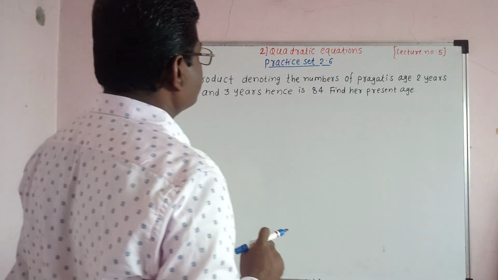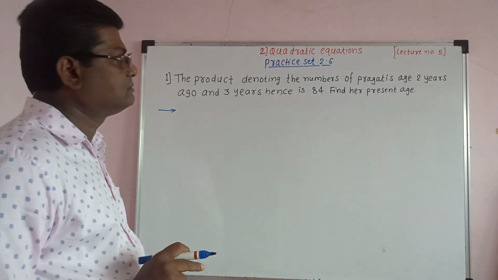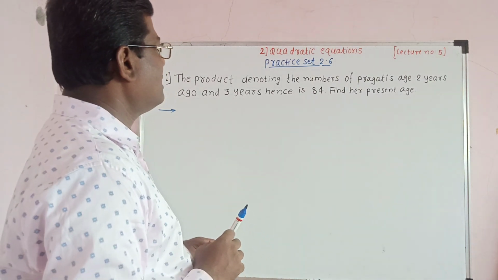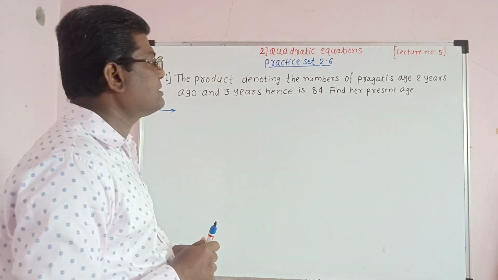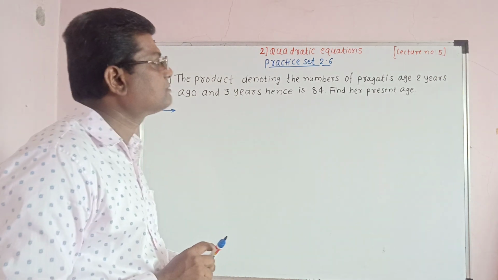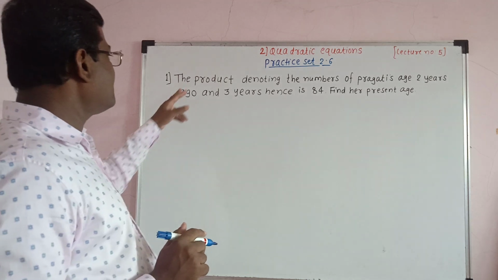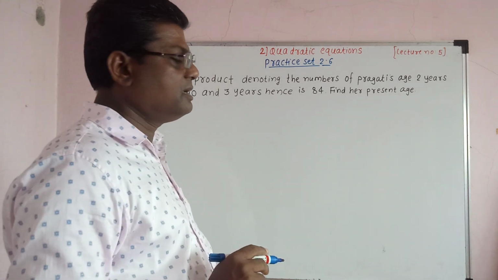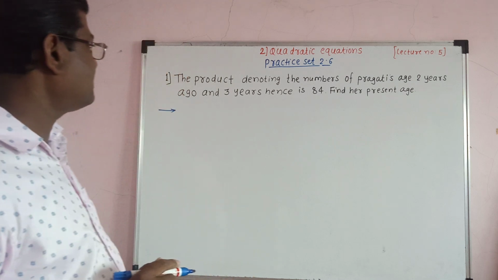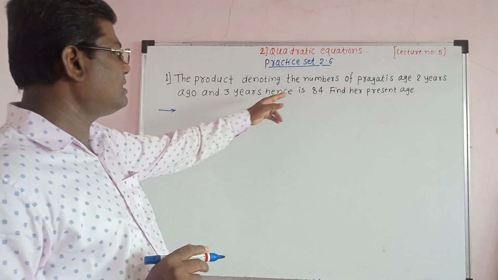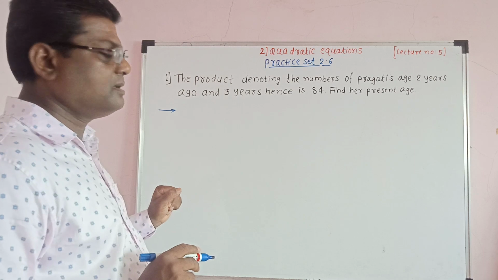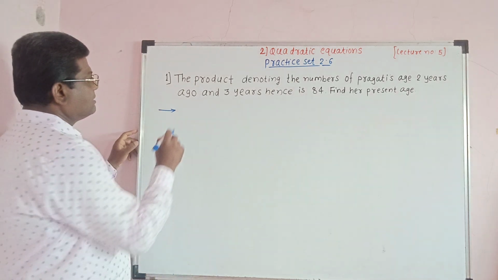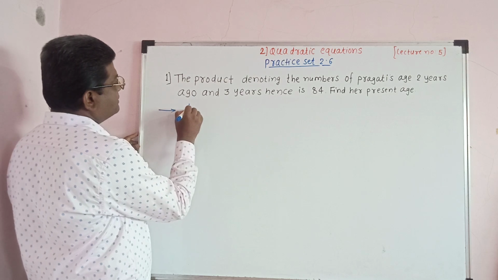Welcome students, 10th standard, lesson number 2, quadratic equations, and we are going to study practice set 2.6. Example number 1: the product of the numbers denoting Pragati's age 2 years ago and 3 years hence is 84. Find her present age. Now let us solve this example.